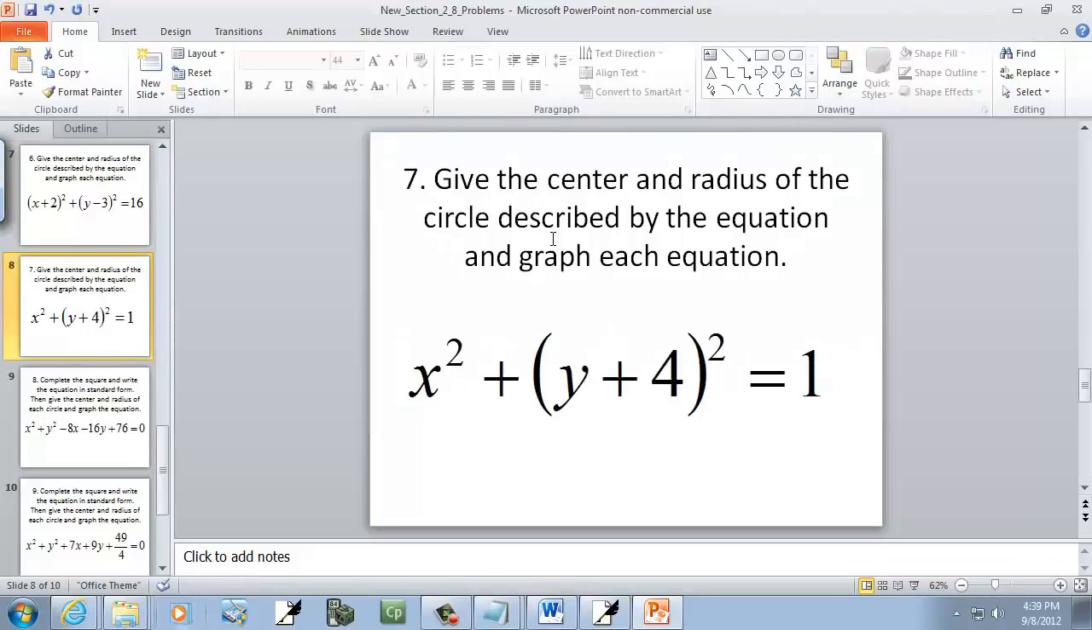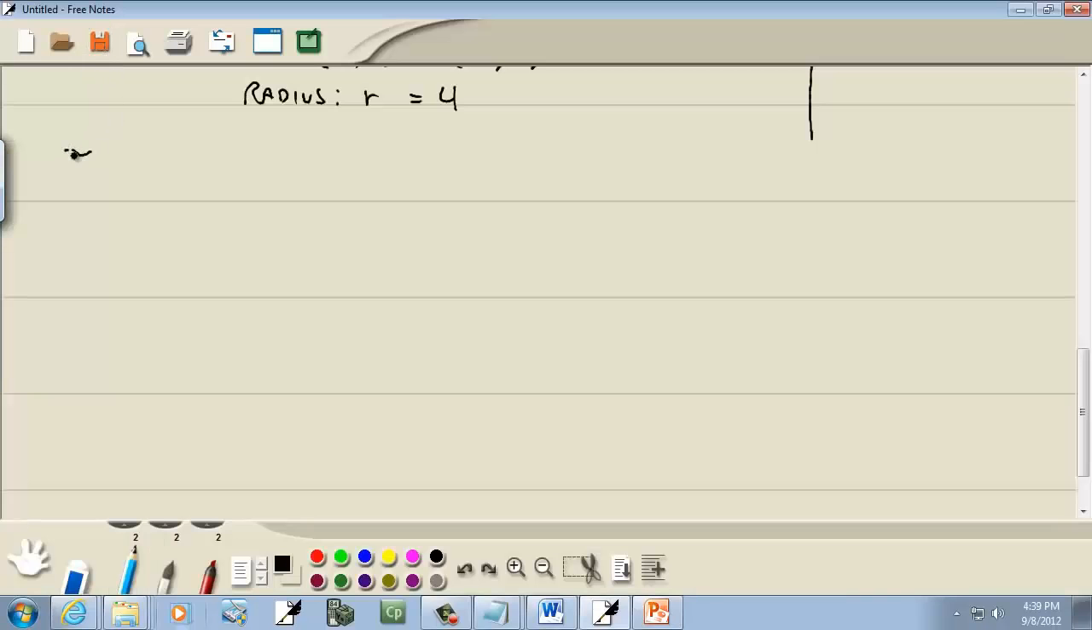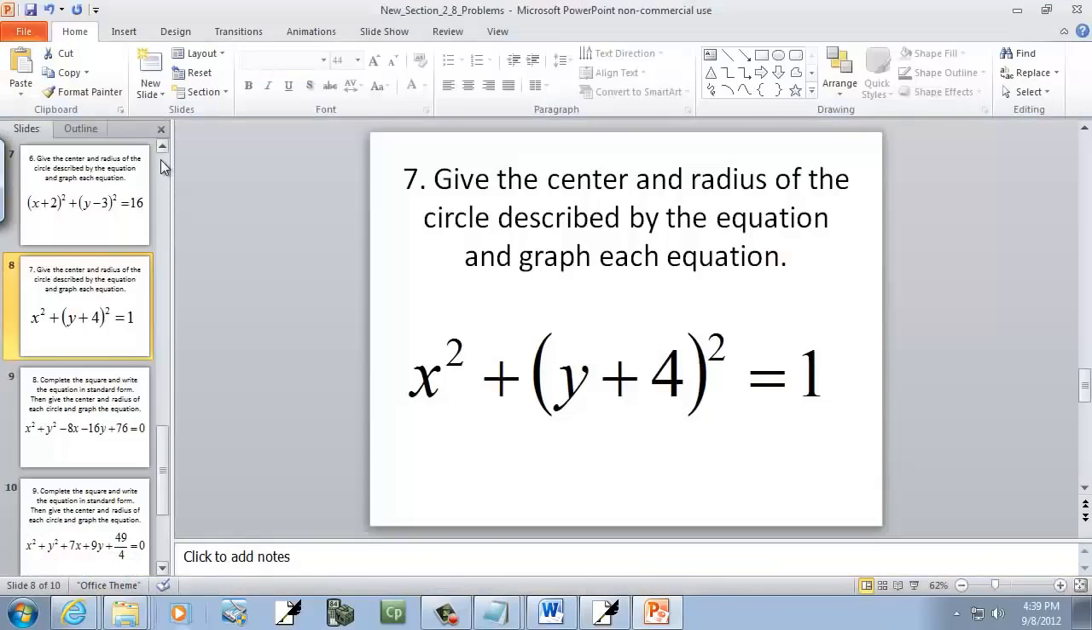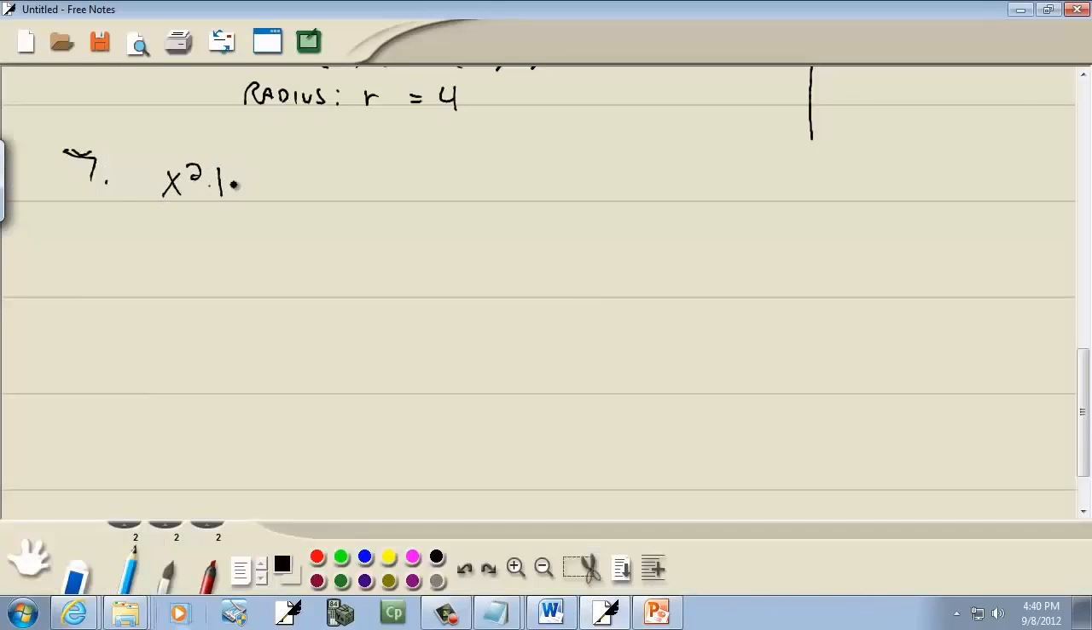Let's take a look at the next one. We got x squared plus (y plus 4) squared equals 1. Now, standard form says you have to have x plus or minus a number. So I'm going to rewrite this. I'm going to put x minus or x plus, whichever you choose. And this is y plus 4, so that's good.